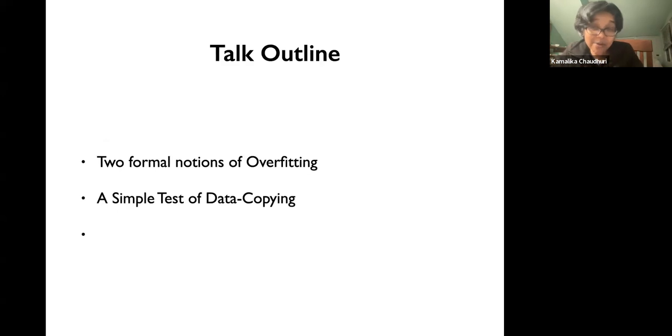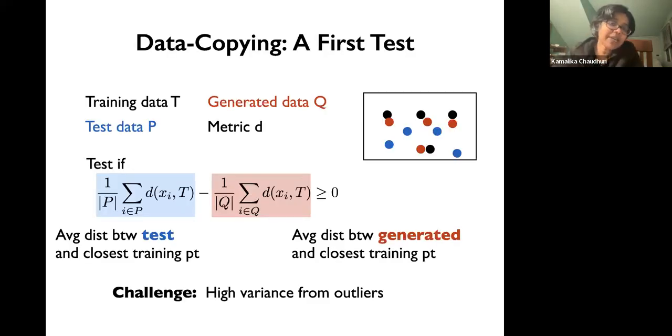Okay, so now let us look at a simple test of data copying, how to detect data copying. Here is a simple idea. We can just go from the definition. You have training data, generated data, test data, and a metric.